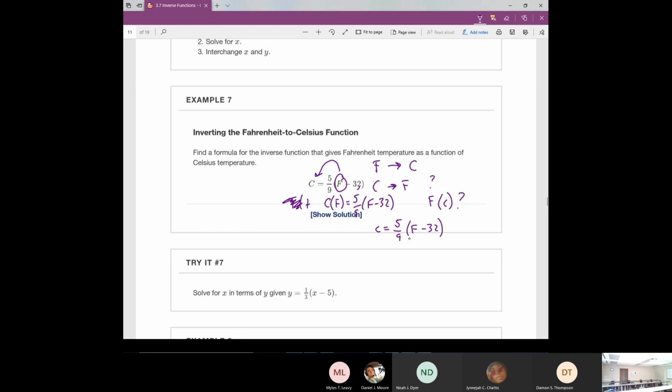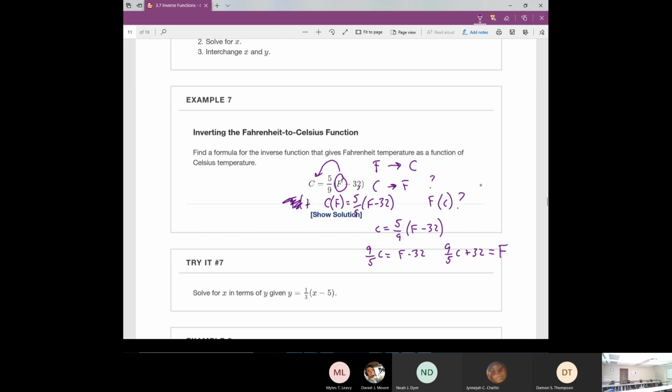Well, let's go the other way. In order to have F by itself, I need to multiply everything by 9/5. So 9/5 C equals F minus 32. Now I can add 32 to both sides. 9/5 C plus 32 gives me F. Now I have Fahrenheit given centigrade. Therefore, I know this is the inverse function.